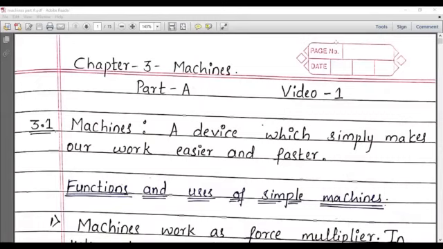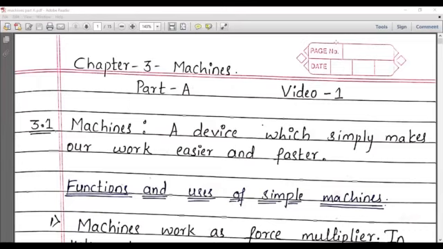This is Priyanka Upadhyay, your physics teacher, and today we are going to learn our next chapter, chapter 3, Machines. In this video, we are going to cover Part A. We will learn about machines, functions and uses of machines, load, effort and fulcrum, efficiency calculation, and the relationship between efficiency, mechanical advantage, and velocity ratio. Further, we are going to learn about levers and the classes of levers.